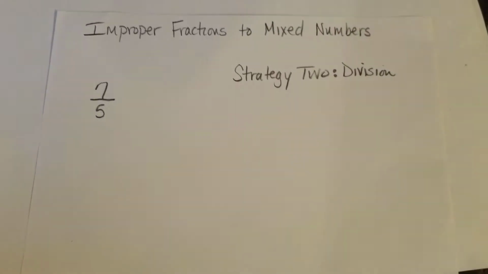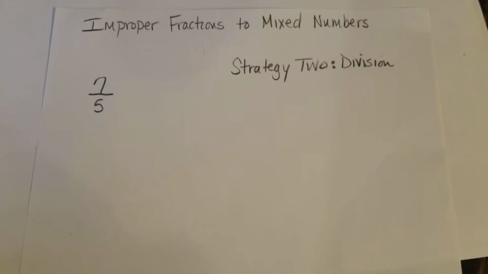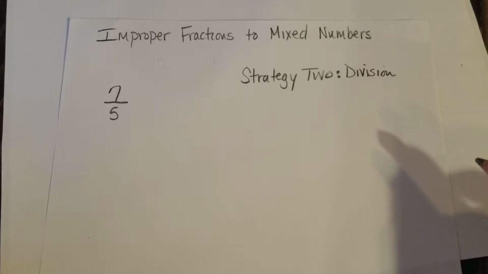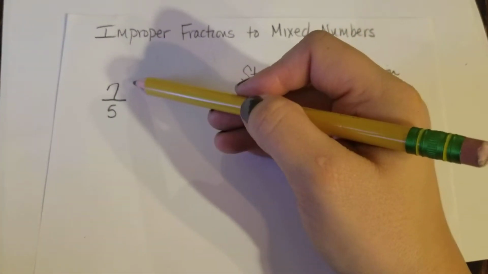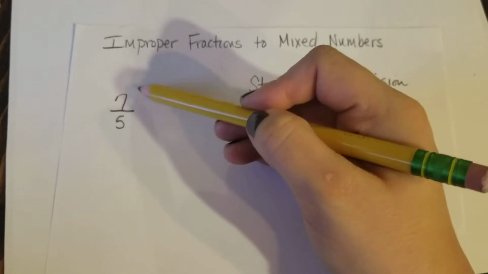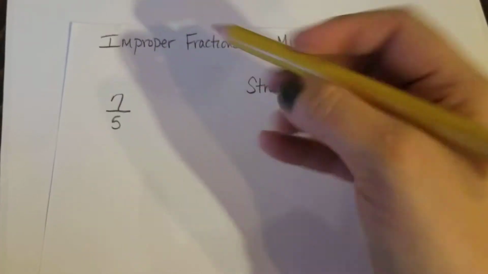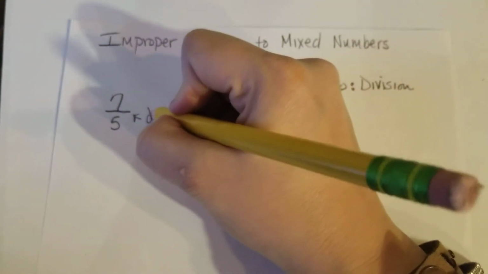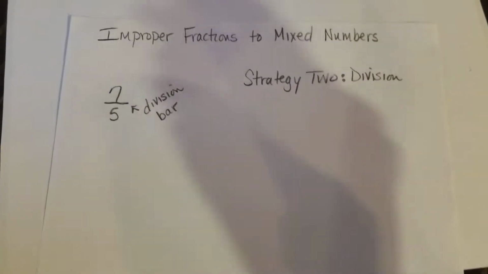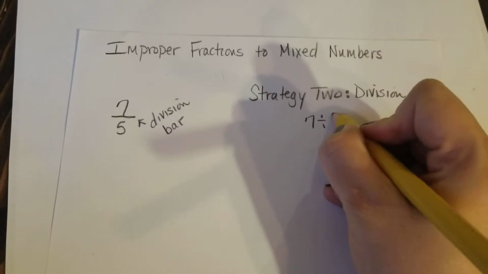All right, so the strategy that we're going to work on in this video is division. We are going to use division to help us convert our improper fraction to mixed numbers. So if you notice, this is an improper fraction because the 7 is larger than the 5. Now, this reads 7/5. However, this is also noted as a division bar. And because of that, we can also read this as 7 divided by 5.